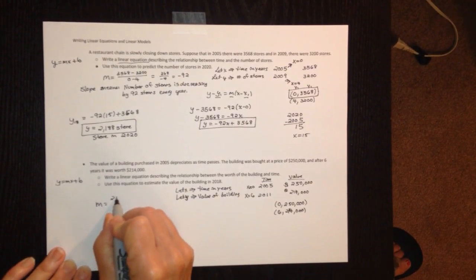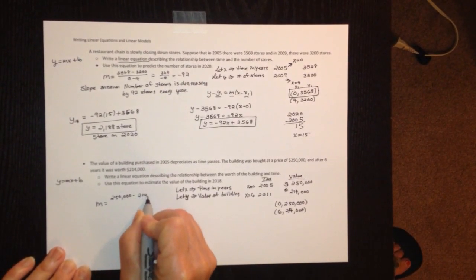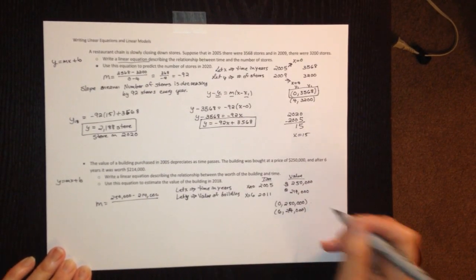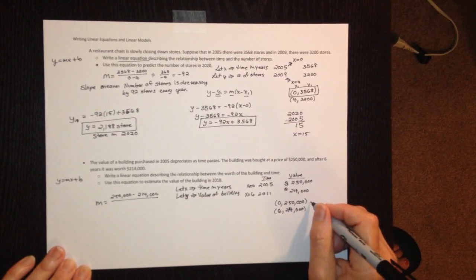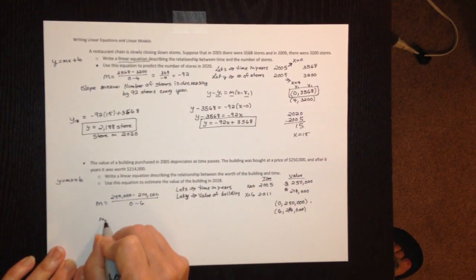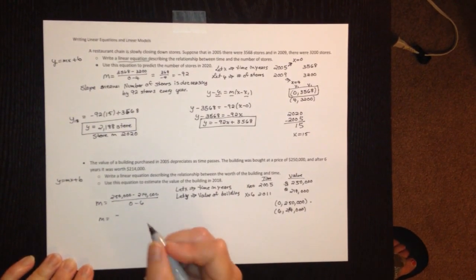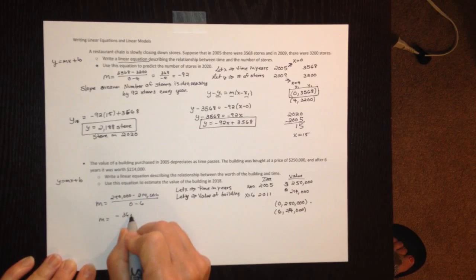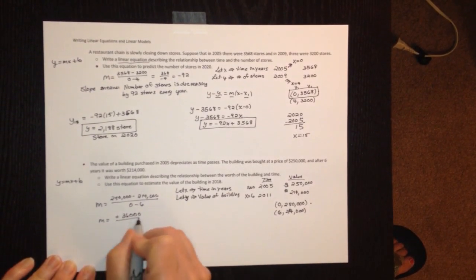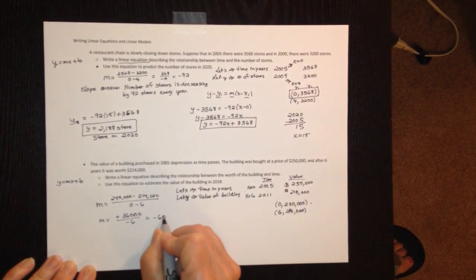I'm going to say 250,000 minus 214,000 over, and if I start with this point with the y's, I must also start with the same point for the x's, over 0 minus 6. So your slope is going to equal to negative 36,000. Well, I guess that's positive 36,000 over negative 6. So my slope is going to be negative 6,000.